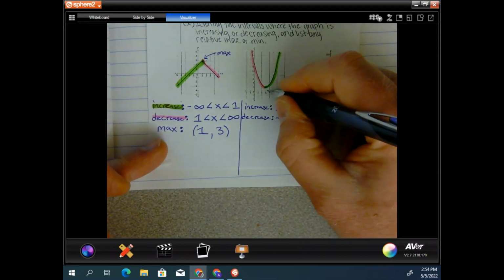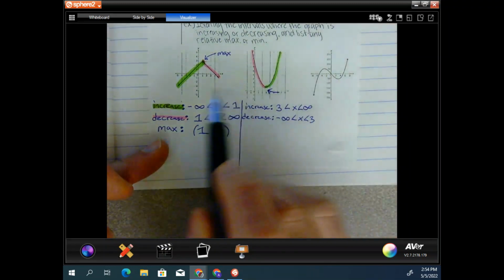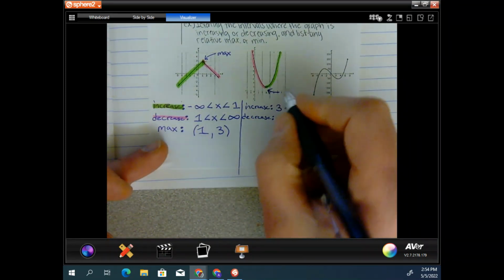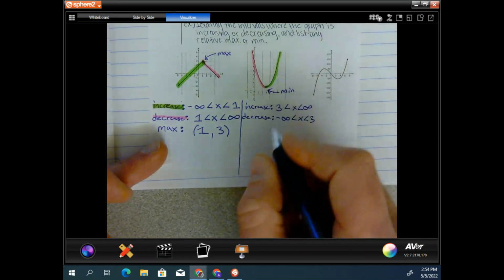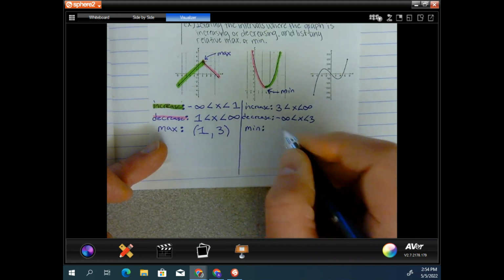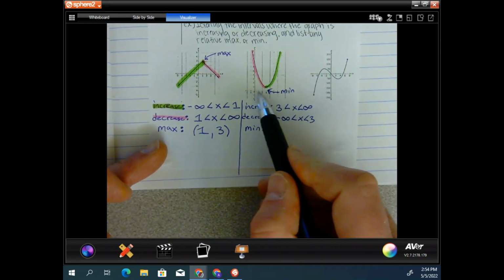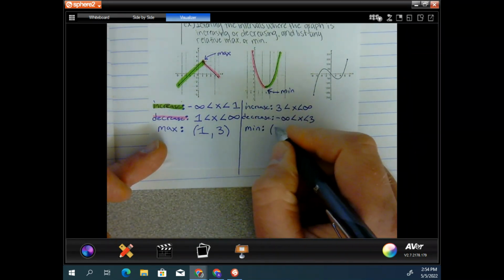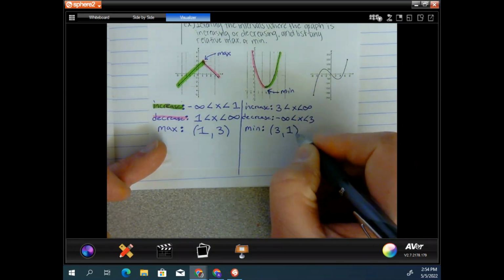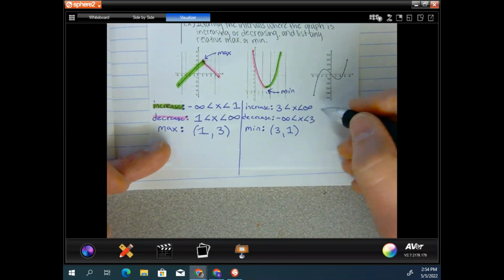This one has a minimum point, which is a point on the graph with y values smaller than the other points. So I have a minimum, and that minimum point is over 3 on the x, and it's up 1. So my ordered pair is 3, 1.